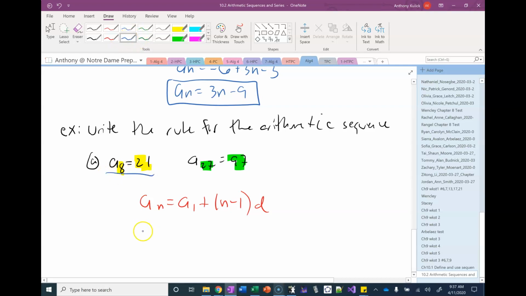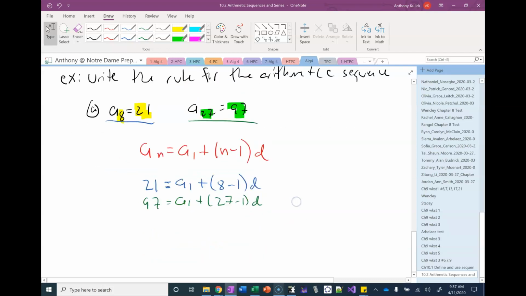So using this one, I would say 21 is equal to a sub 1 plus 8 minus 1 times d. And if I use this information, I can say 97 is equal to a sub 1 plus 27 minus 1 times d. And what I have here is a system of two equations. So if I simplify things down a little bit, I'd have 21 equals a sub 1 plus 7d, because 8 minus 1. And then I'd have 97 is equal to a sub 1 plus 26d.